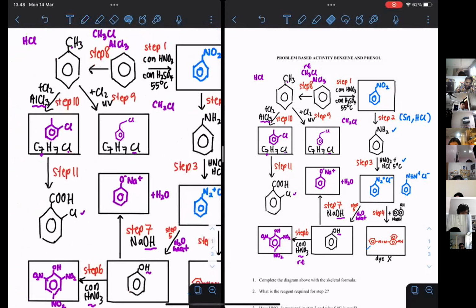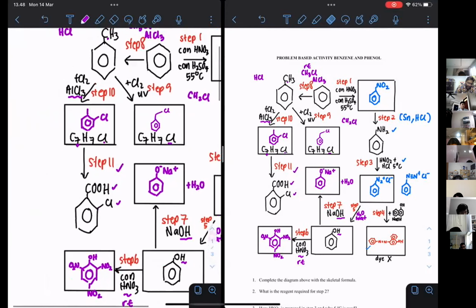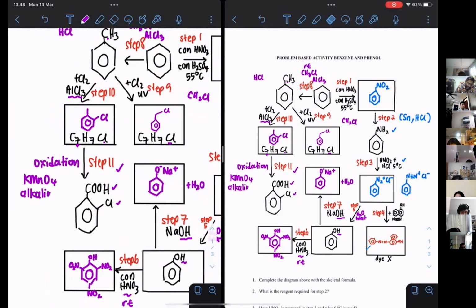And then you have step number 11. Step number 11 is where you have methyl benzene changing into COOH. This is going to be oxidation. Now, this oxidation is going to be special because we need to use KMnO4, but the difference is you need to use alkaline, not acidified, KMnO4. Then heat under reflux. Then you acidify with dilute acid. The dilute acid can be HCl or H2SO4, up to you. So all this I have written.